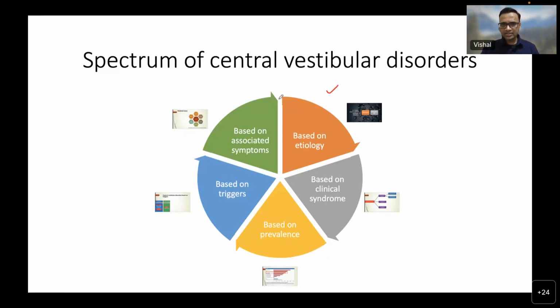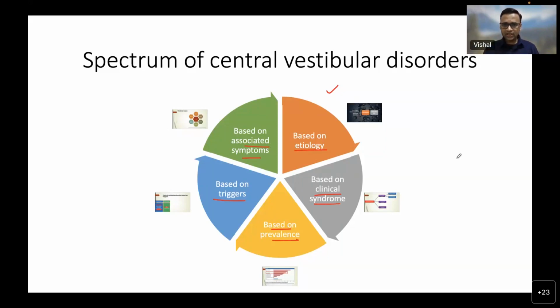I divided the central vestibular disorders into various categories, like central vestibular disorders based on etiology, based on clinical syndrome, based on prevalence, based on triggers, based on associated symptoms. So, how to identify central vestibular disorders based on these various clinical parameters is what we were discussing first, and then I started the various neurological signs, neurotological signs which I found in my patients. So, for that part one, you can refer to that other link at leisure.